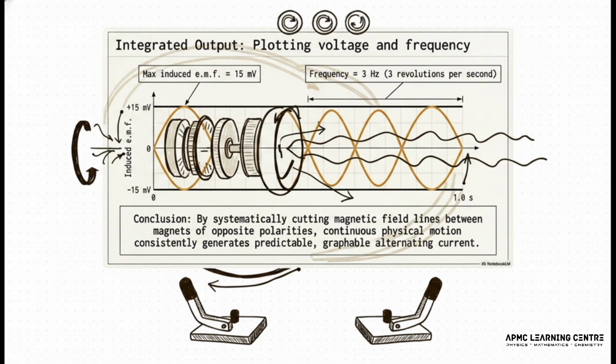Now here's a fantastic example of that in action. This generator is rotating at a frequency of 3 Hertz. That just means it's doing 3 full revolutions every single second. And if you look at the output, you can clearly see 3 complete sine wave cycles packed into that 1-second window. We can also see that the control levers, the speed, magnet strength, and coils, have been set to produce a maximum voltage of plus or minus 15 millivolts.